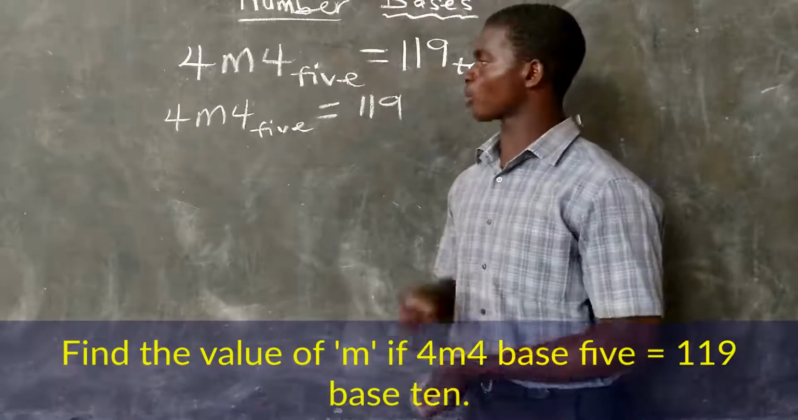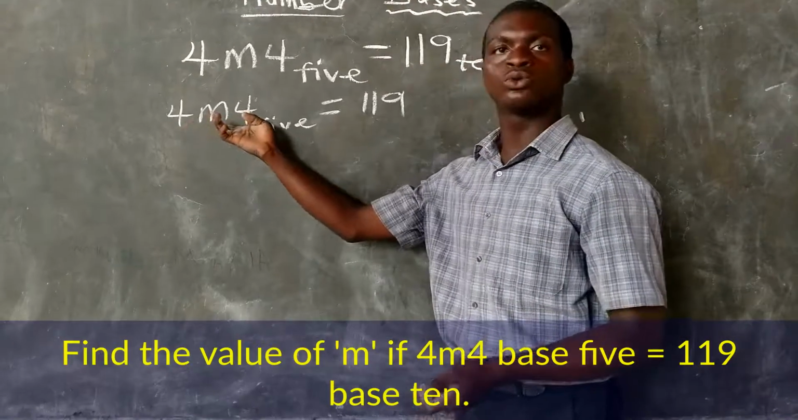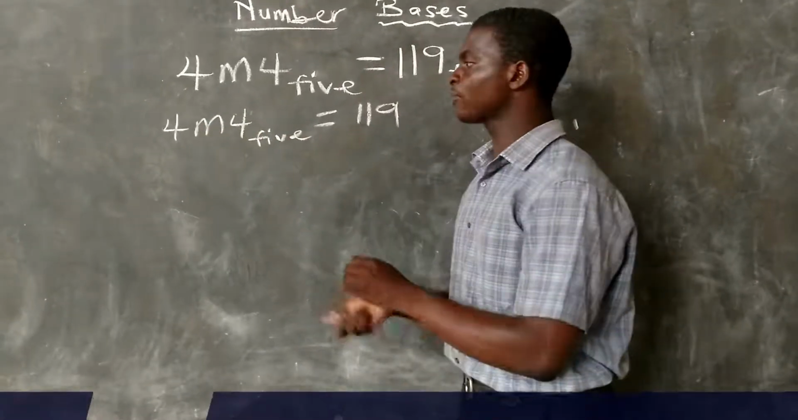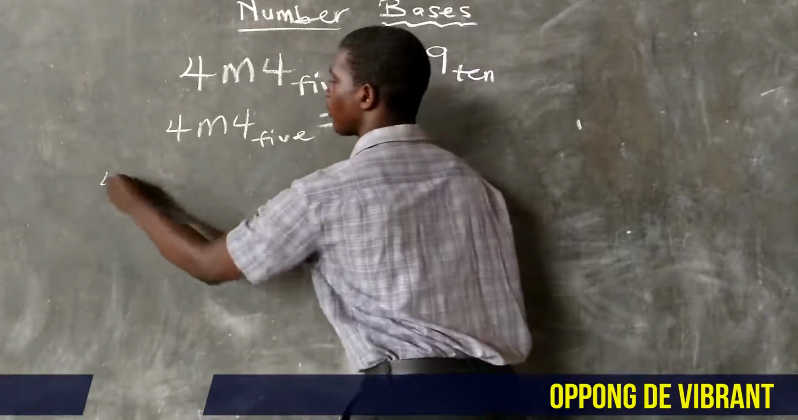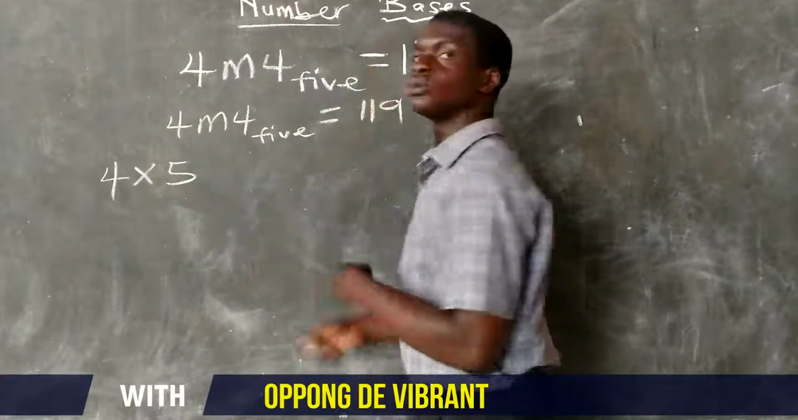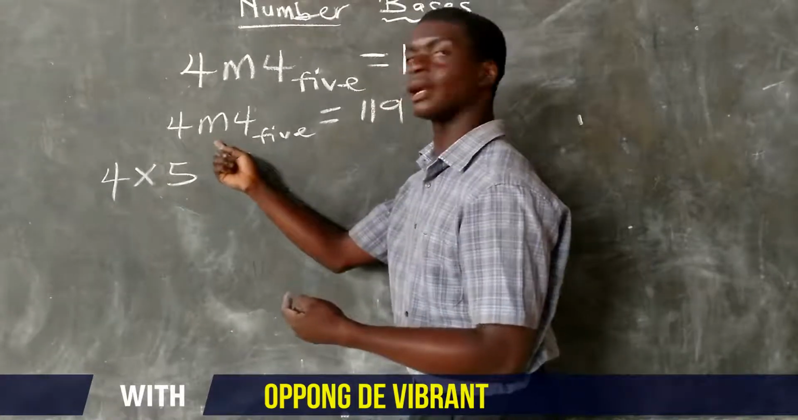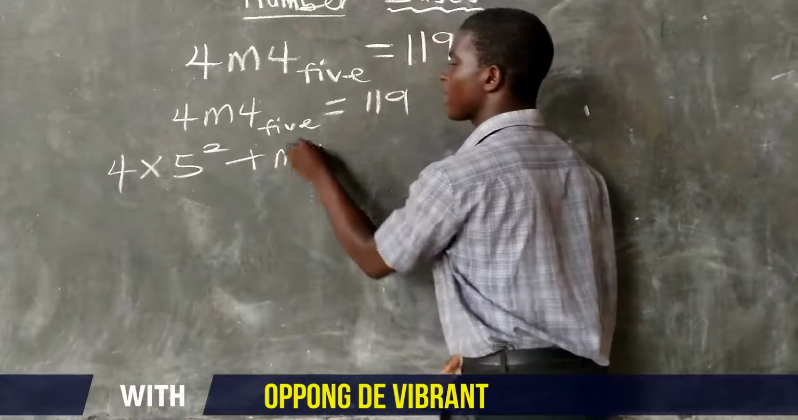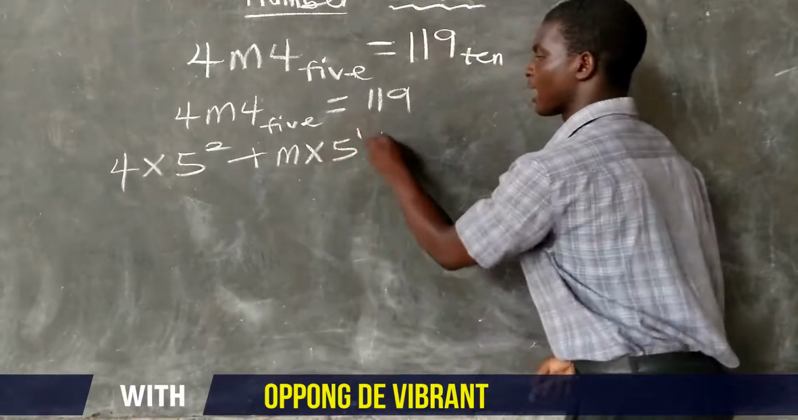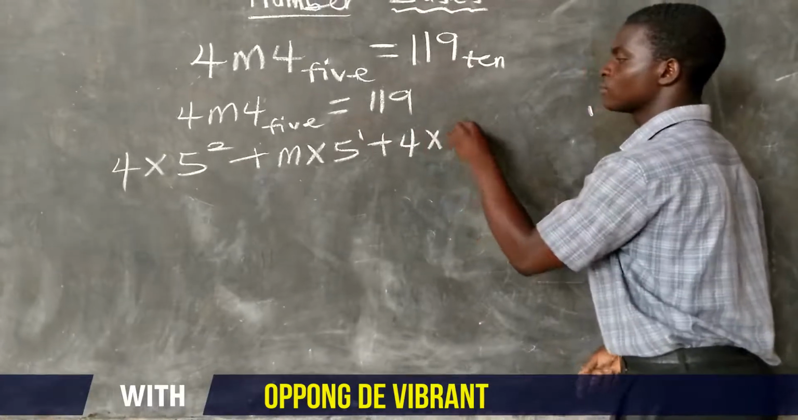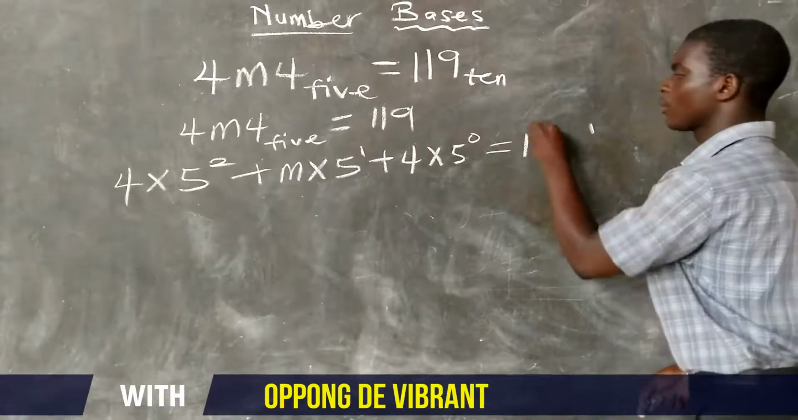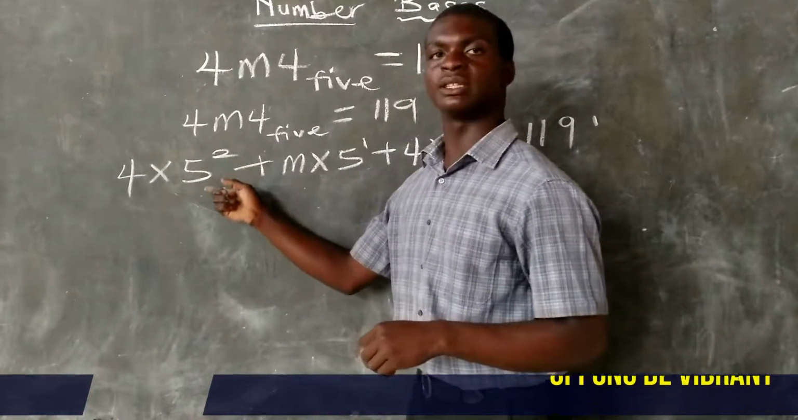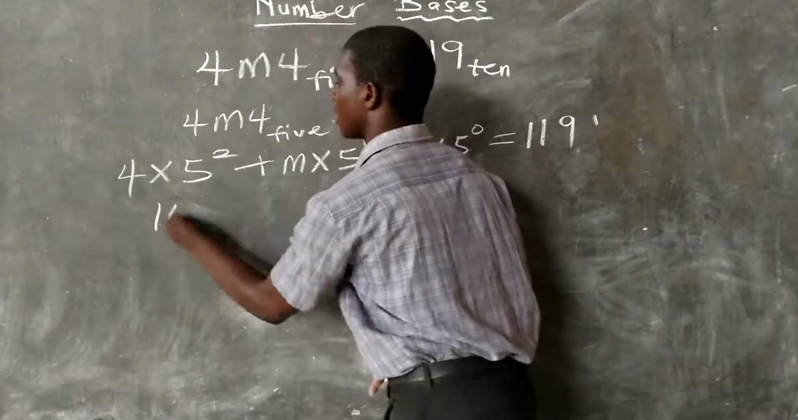So all we need to do is convert 4m4 to a combination of numbers in base 10. Converting it, we have to take the first one, 4 multiplied by 5 to the power of the numbers that were given to you, that's 0, 1, and 2. So to the power 2, plus m multiplied by 5 to the power 1, plus 4 multiplied by 5 to the power 0, which is equal to 119. With this, 5 to the power 2 gives us 25. Multiplied by 4 gives us 100.